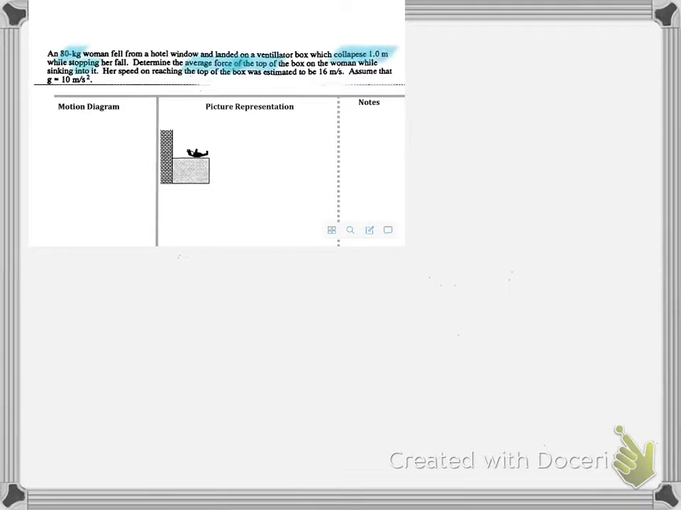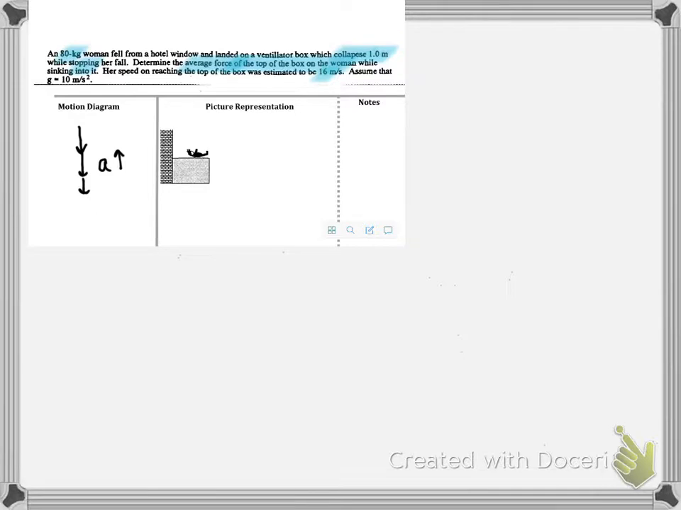I was going to just work through this falling woman problem where she tragically falls from a hotel window. Luckily, she lands on a ventilator box, which collapses 1 meter while stopping her fall. And we want to know what the force is on the woman by the box while she's sinking into it, while she is coming to a stop.